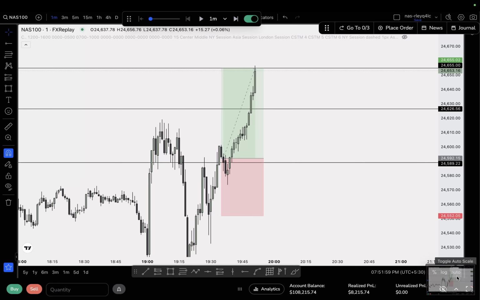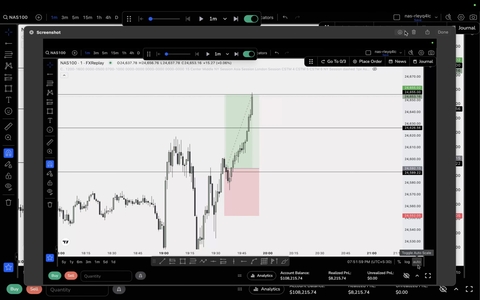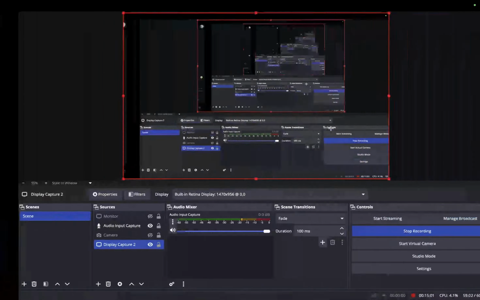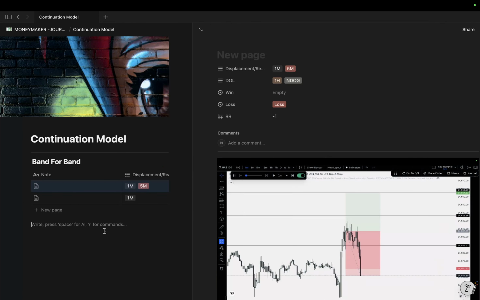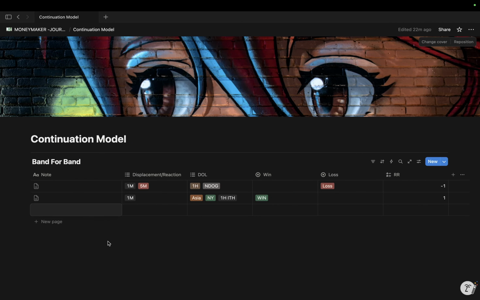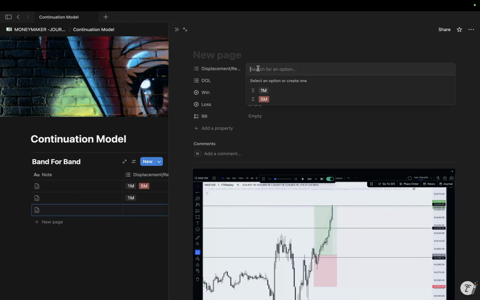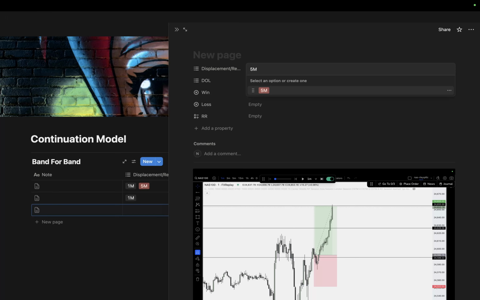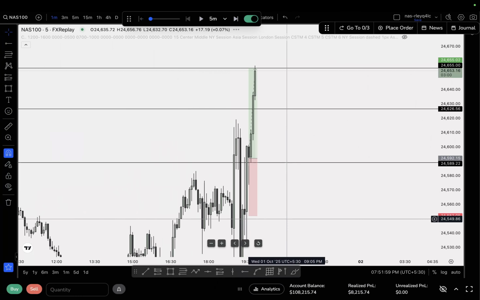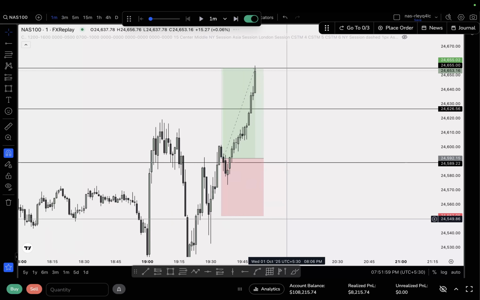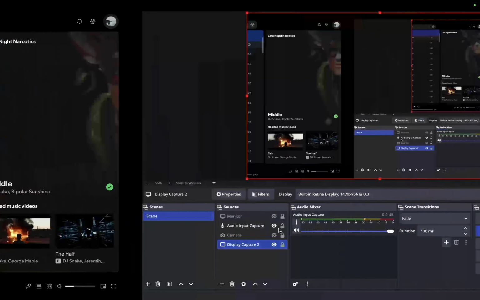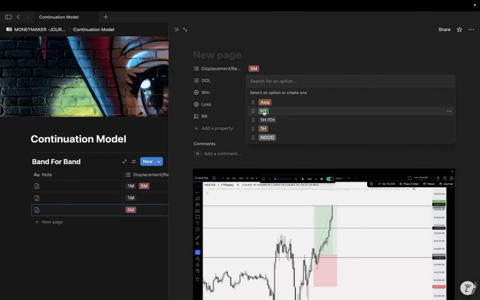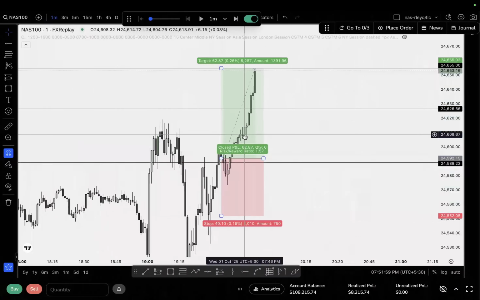Screenshot, copy, delete. Second. Displacement on 5 minute, and 1 second. 3 minute we had in motion, but 5 minute was a trade, and draw on liquidity was new day opening gap and 1 hour high. So what was the risk to reward? 1.57.